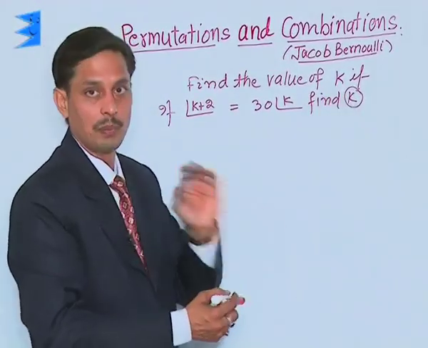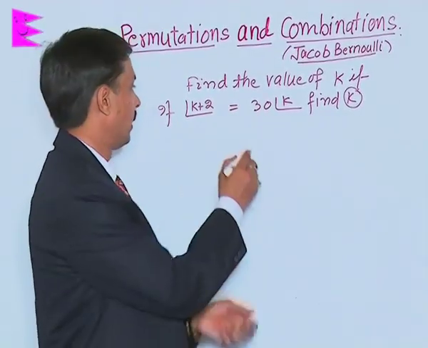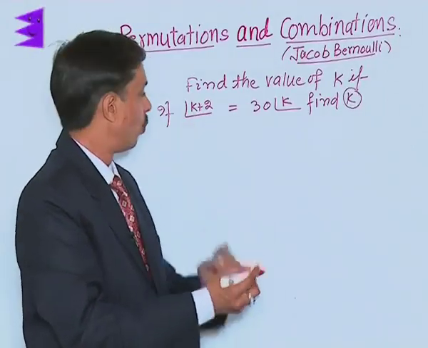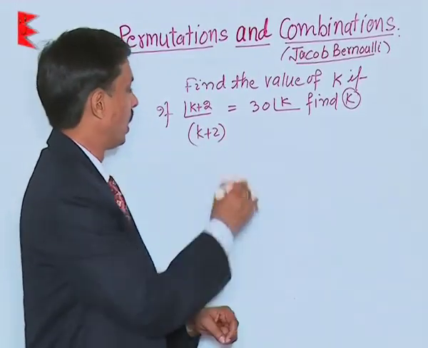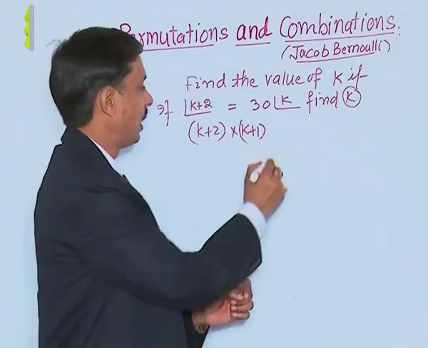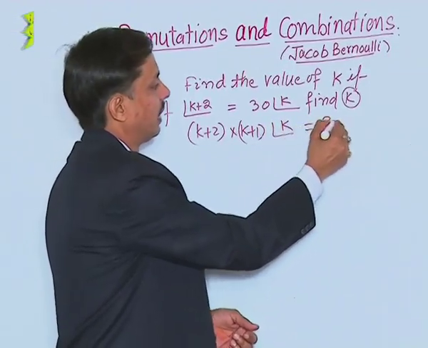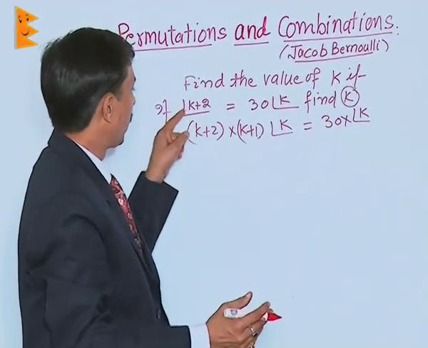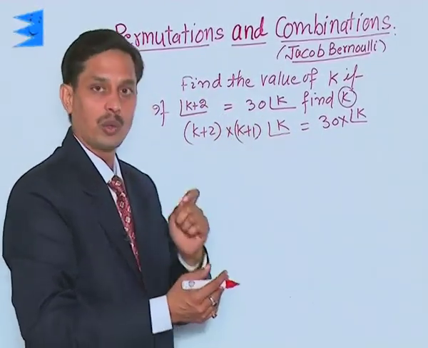So first I am going for the basic. If factorial k plus 2 is equal to 30 into factorial k, and I ask you to expand factorial k plus 2, what will we do? It will be k plus 2 as the first number, then 1 less than it, k plus 1, and 1 less than it is k, which I want to write as factorial k. And the right hand side is 30 into factorial k. So factorial k plus 2 is k plus 2 into k plus 1 into factorial k.